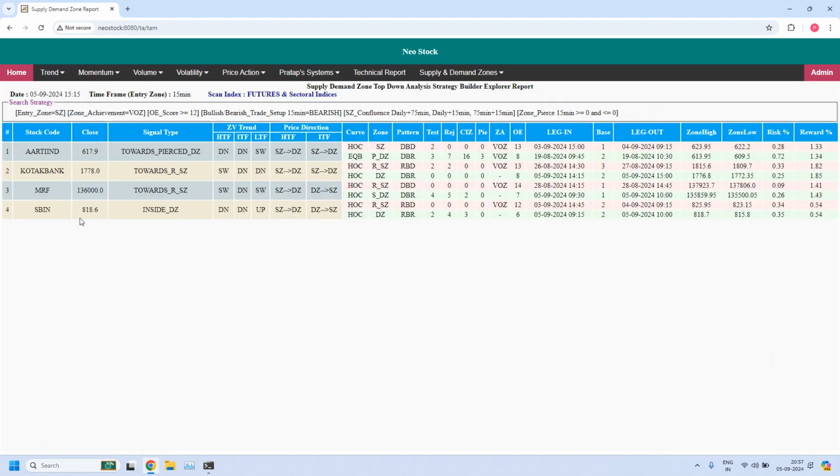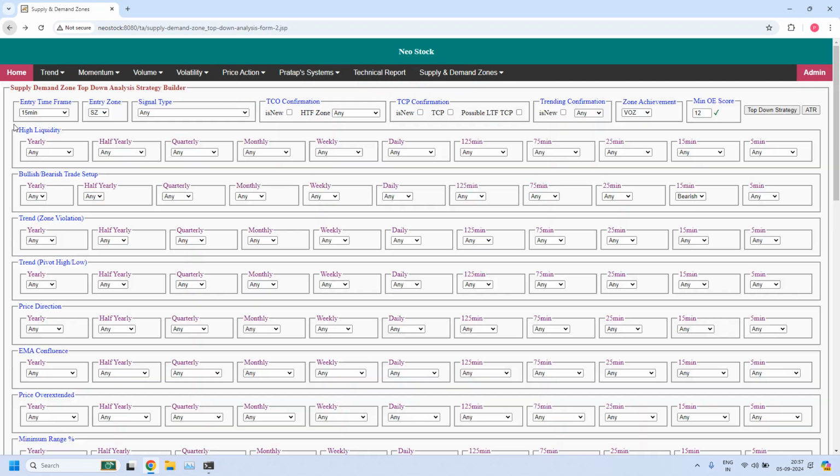Out of 5, 4 stocks are part of the daily zone. And the daily trend is down for 2 stocks. If any of these 2 stocks are having EMA confluence, then those stocks are high probability trade setups. So what I am going to do is add the EMA filter in the daily time frame, because 15 and 75 minute zones are part of daily.